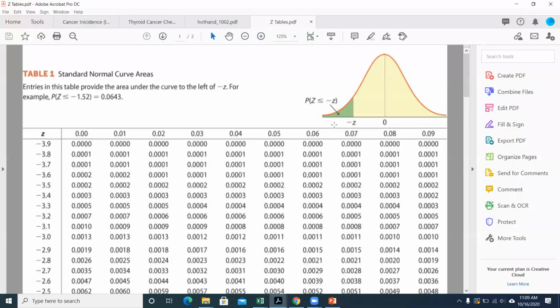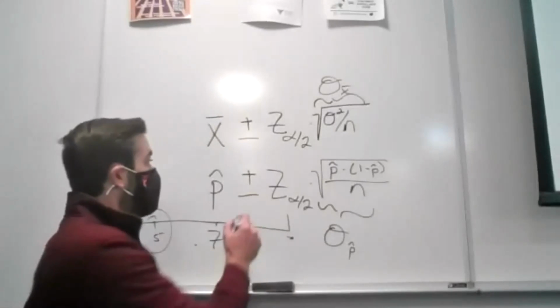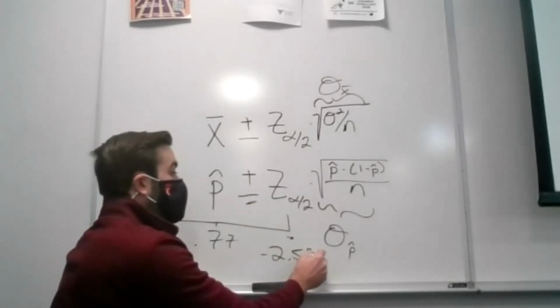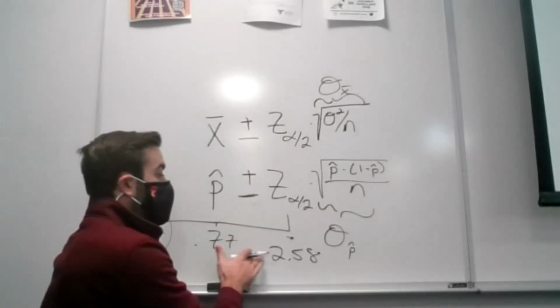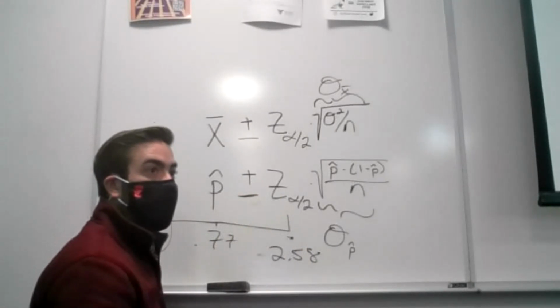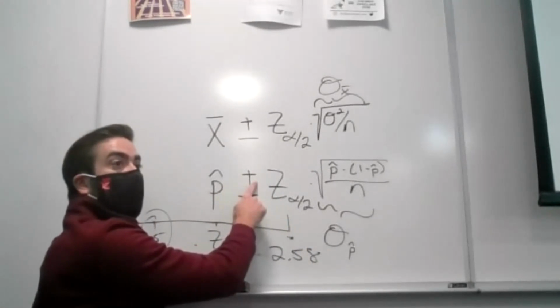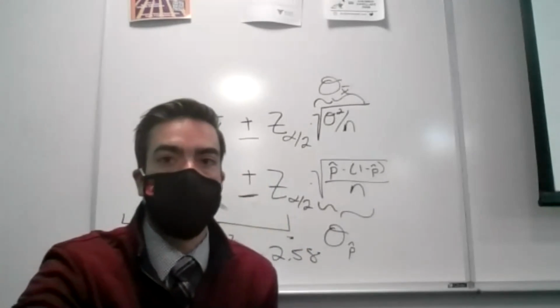So I go to my table. The area I want in my tail is 0.005, alpha divided by 2. So I go through here. What's closest? Looks like these two, negative 2.57 and negative 2.58. We said that the negative is already built into our confidence interval equation. So even though we found negative 2.58, it's already got the negative sign in here, and so we can just take the absolute value and plug that in as the z value that we want. This was the number of standard deviations above our sample proportion we wanted to go to get the upper bound, and the number of standard deviations below, going to the left, to get our lower bound, okay?